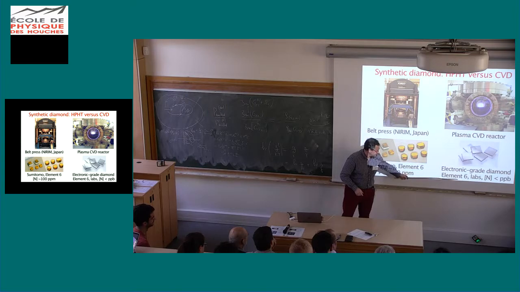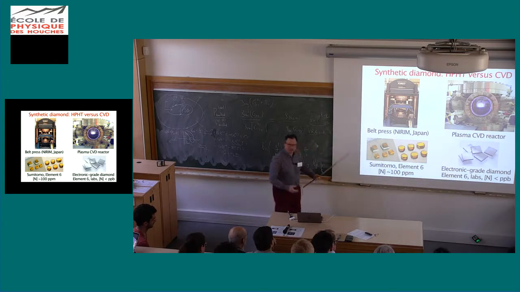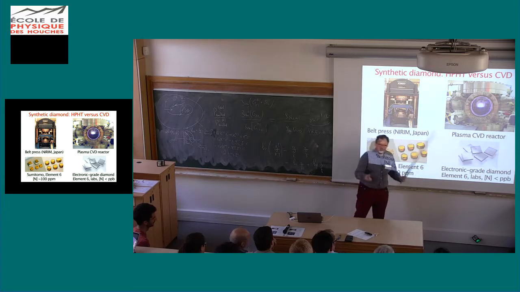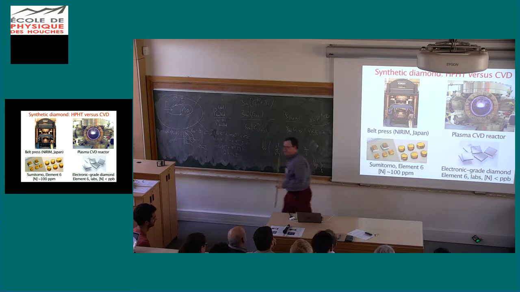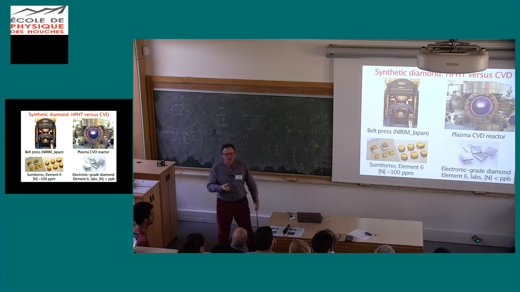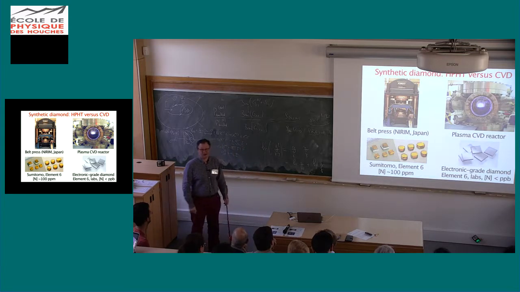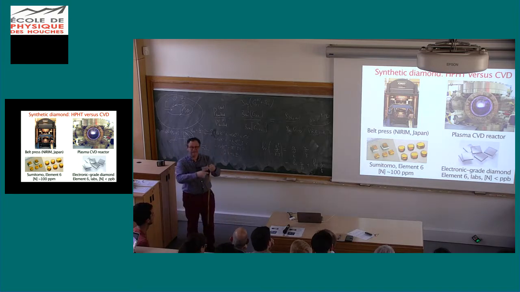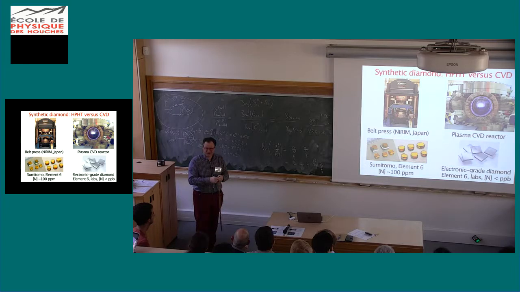This is, for instance, purchased from Element Six, but there are many labs that are able to produce such diamond. The only problem with these diamonds is that they are quite small. You don't know how to make very large diamond, and somehow it's like a problem of how you say that in English, la poule et l'œuf.